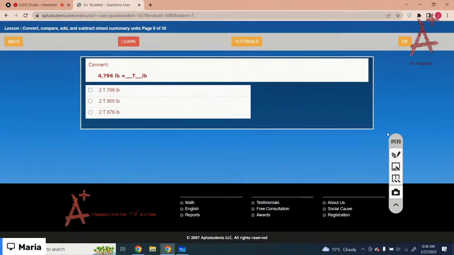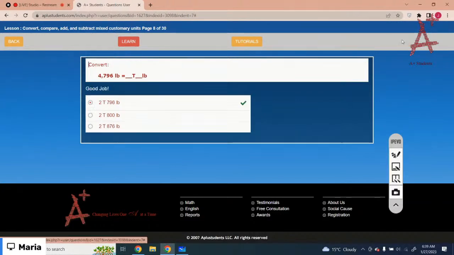Okay, the next one is 4,796 pounds to tons. So dividing by 2,000, it would be 2 tons and 796 pounds, because 2,000 times 2 is 4,000. So it would be 2 tons and 796 pounds. That would be option number 1. Got it? So just select the correct option, then click on the OK button.